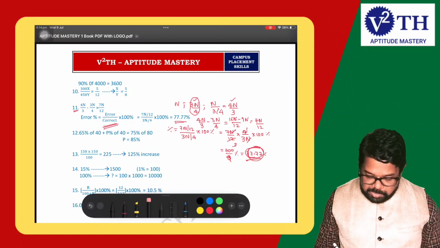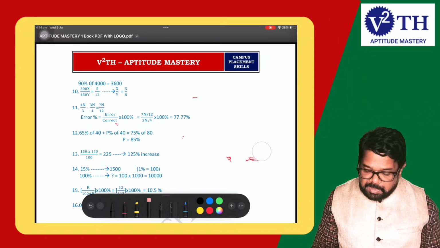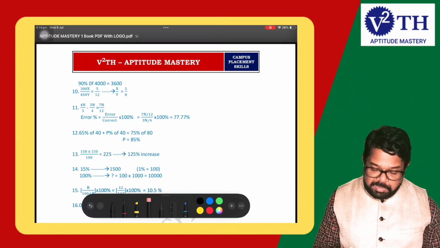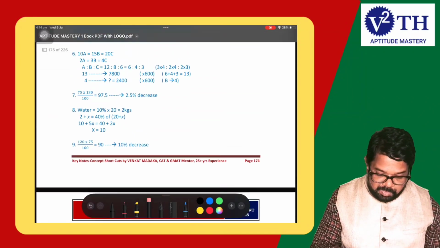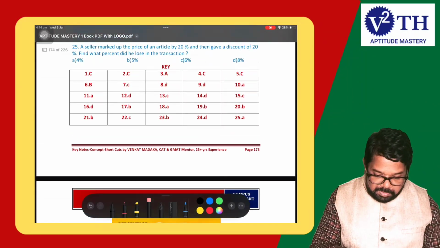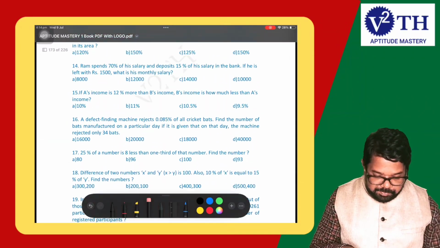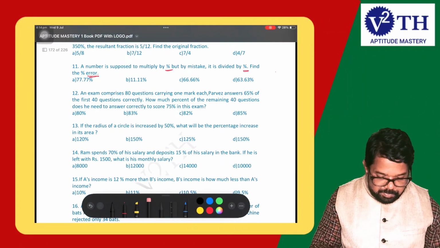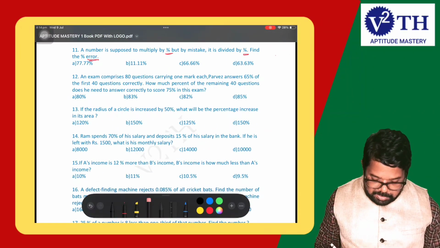Understood? So here is one keynote you have to put in our mind, that is error percent. What is error percent? Error by true value into 100. Question number 12. So what is question number 12 here? See here question number 12.